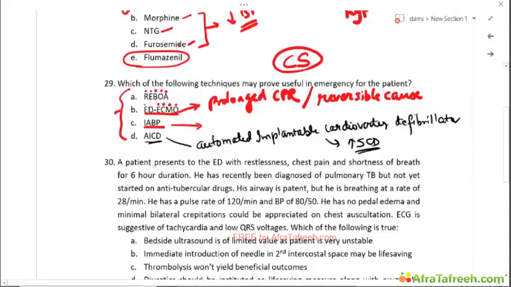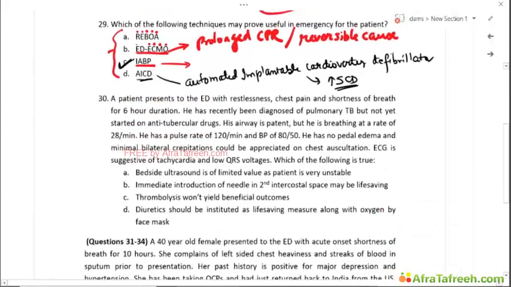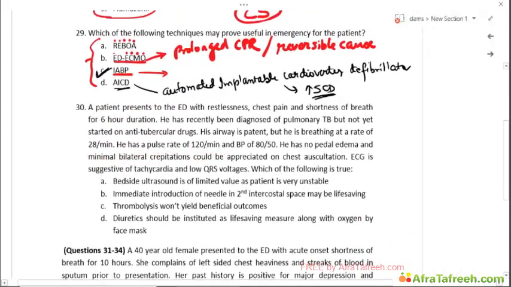So the correct answer would be IABP, as the patient in consideration is in cardiogenic shock. Okay. We come to the next question now.